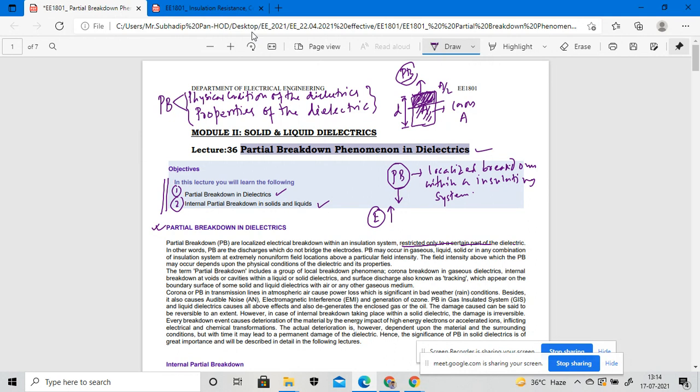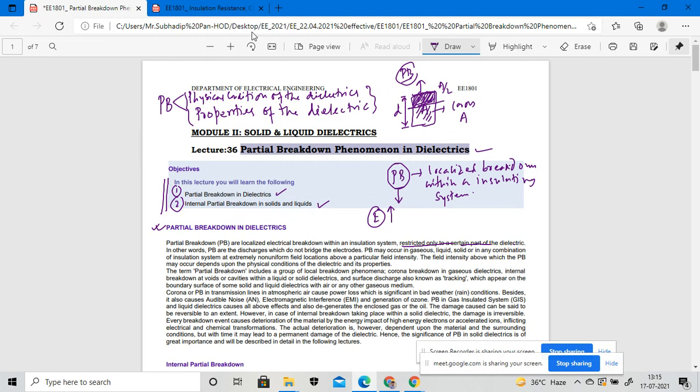So these are the different types of breakdown processes taken into consideration in an insulation system, the group of local breakdown phenomena that make up the partial breakdown process. What are the different partial breakdowns? For example, corona breakdown, which occurs in gaseous dielectrics.